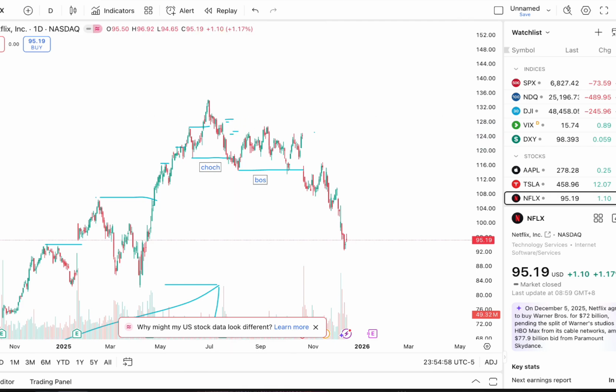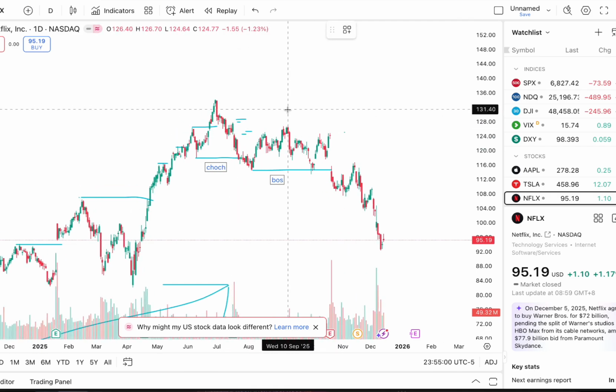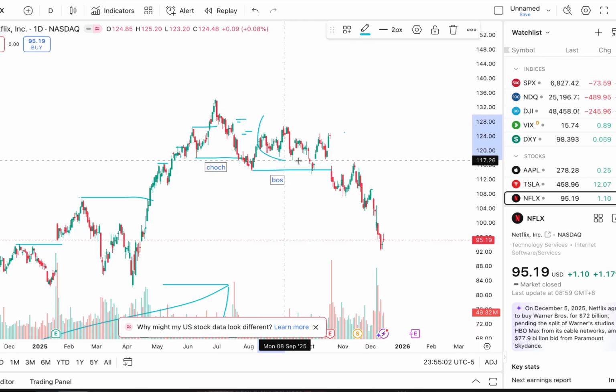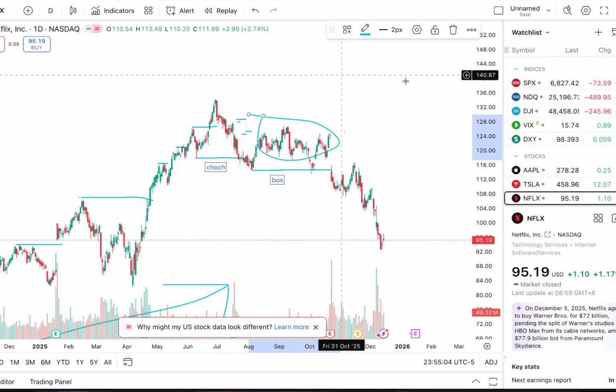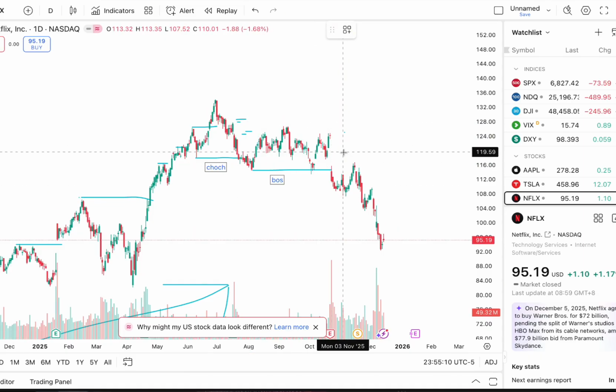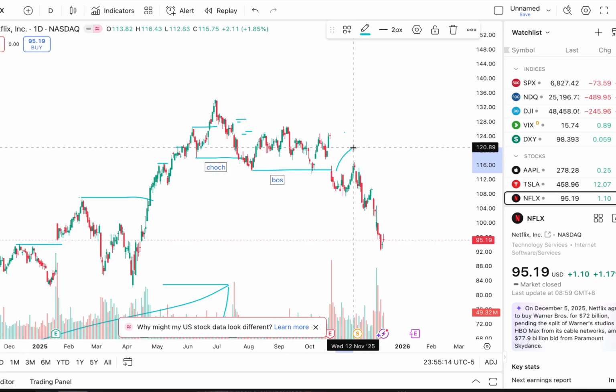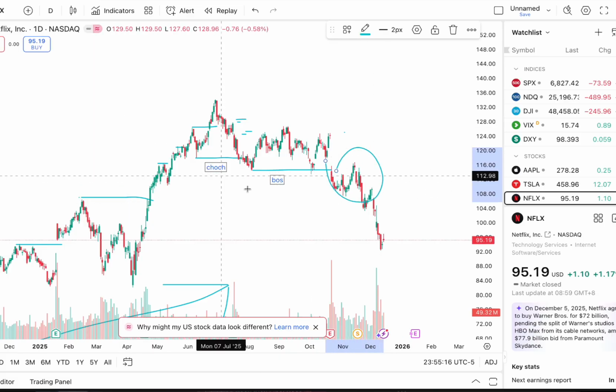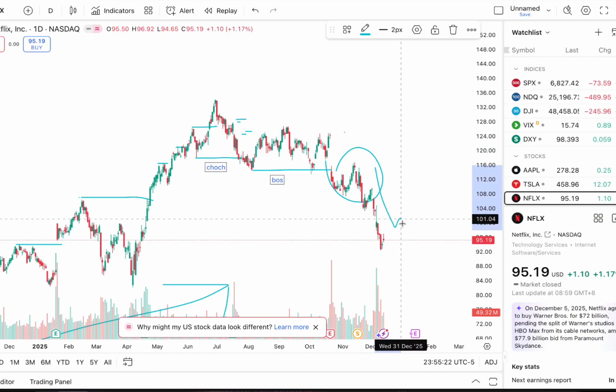This is your BOS. So let's say you were unsure, you saw this chock and you were unsure whether to maybe get out of your position or open up some sells here. Then you could have waited for the BOS to happen here. You could have waited for this here to then get out of the market or open up some sell positions.